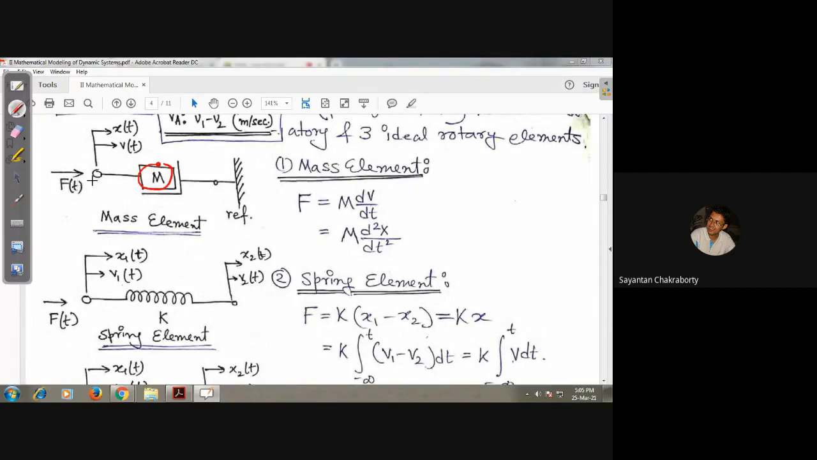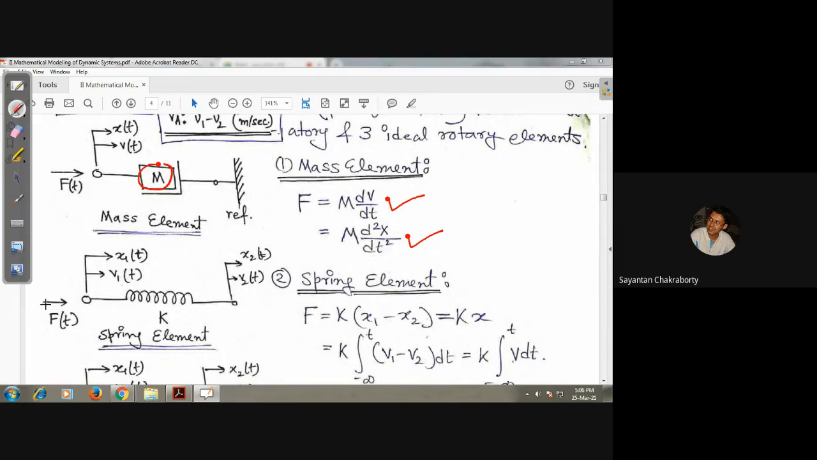If a force F is applied, then this force will be described as m d2x/dt2, where x is the direction, and in terms of velocity, it will be m dv/dt. The second element is a spring element. These are the fundamental mechanical elements that will constitute a mechanical structure. These are all translational, first of all. The spring element is an energy storing element.